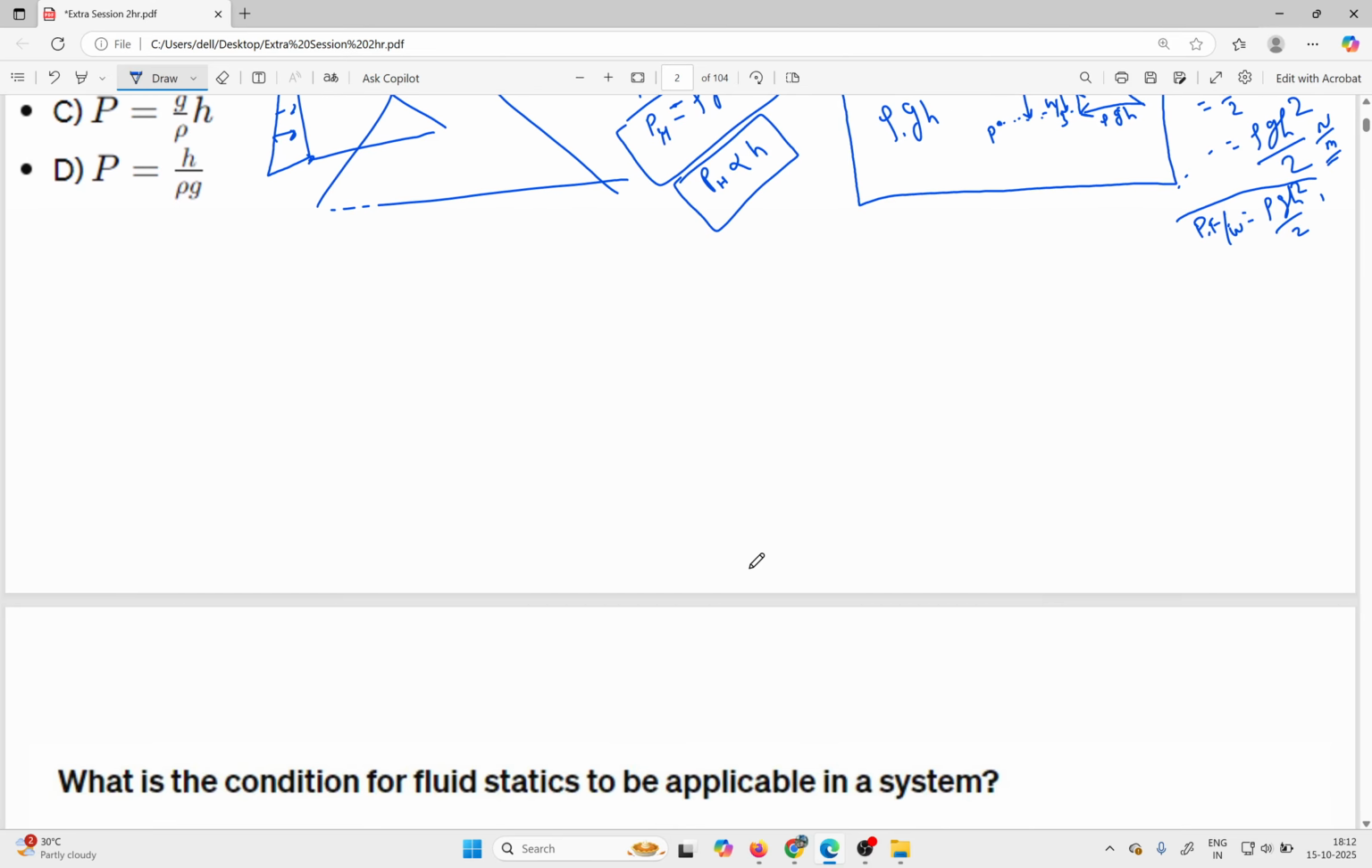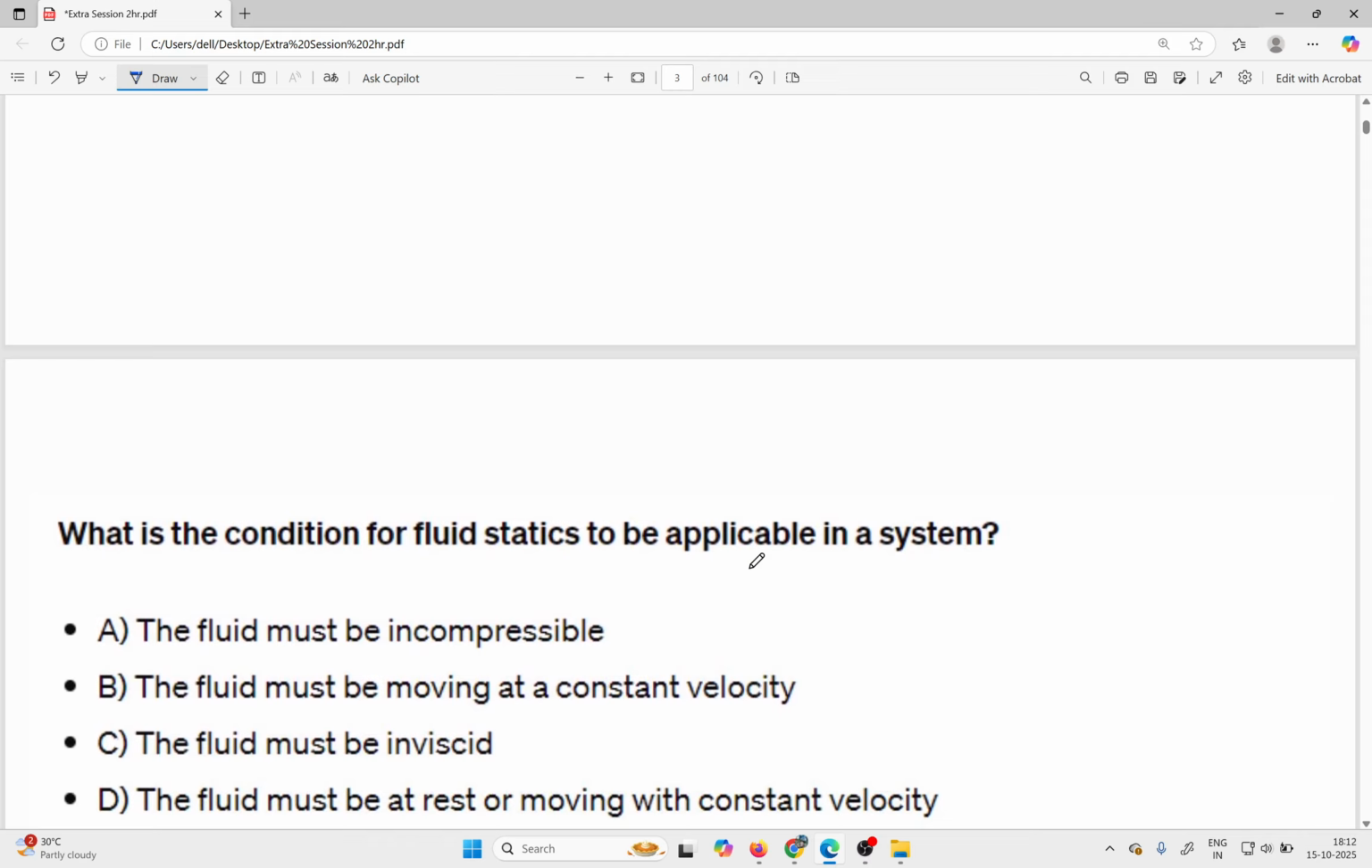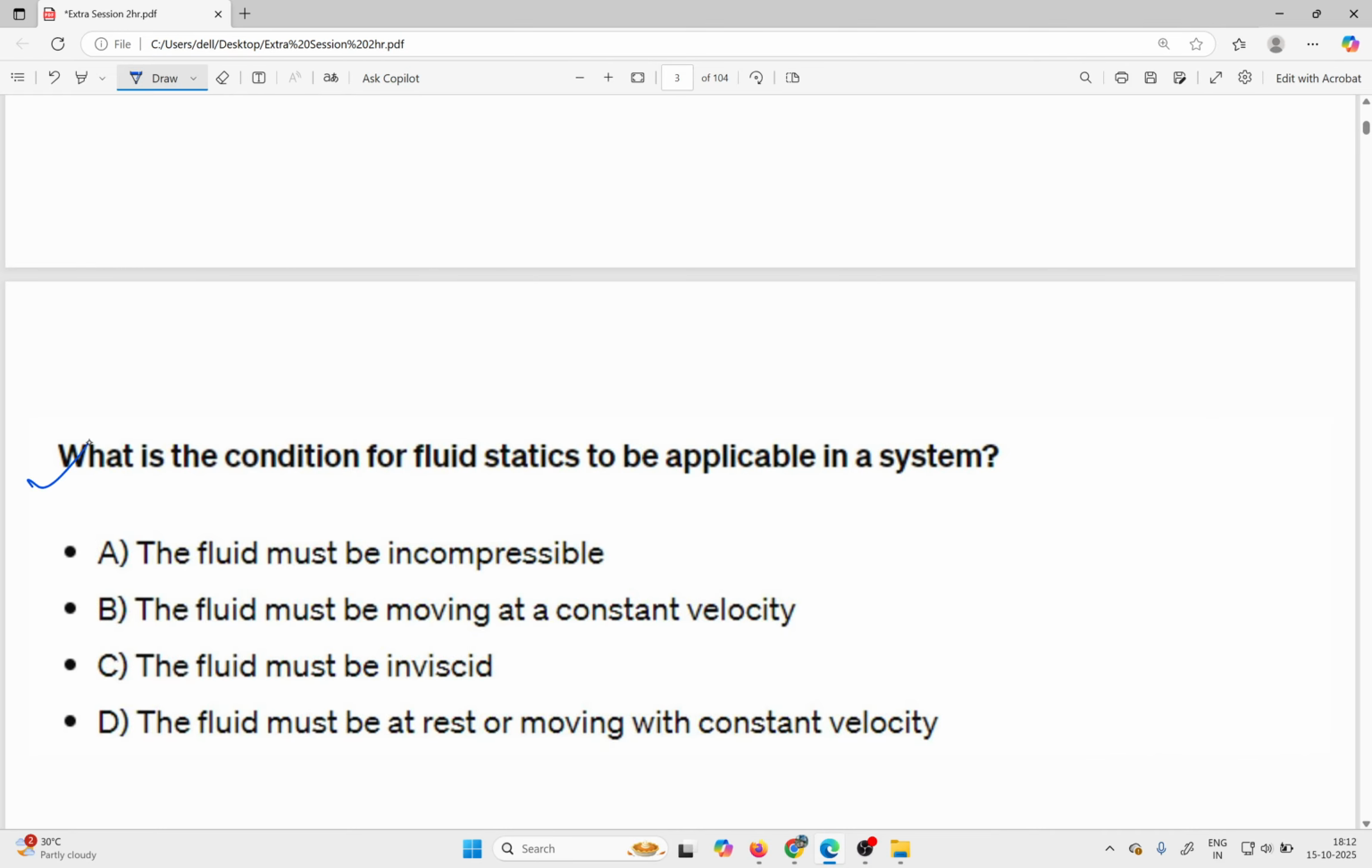Now let us move to the next question, very important. What is the condition for fluid statics to be applicable in the system? Remember, please. Option A, the fluid must be incompressible. Option B, the fluid must be moving at a constant velocity. Option C, the fluid must be inviscid. Option D, the fluid must be at rest or moving with constant velocity. So which is the best suitable option? Just think on that.